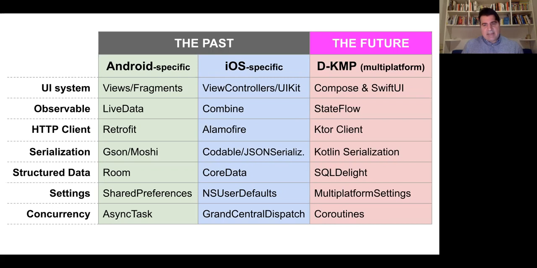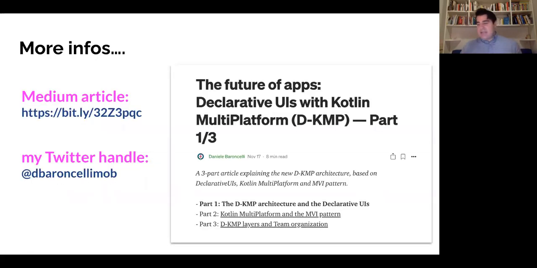For settings, there is a library called Multiplatform Settings, which is developed by Russell Wolf, who is part of Touchlab, which is the company of Kevin, who is watching us, hopefully still watching us. And then at the concurrency level, you can leverage coroutines, whereas previously, in the very beginning in Android, you would use things like AsyncTask, and in iOS you would use Grand Central Dispatch. Okay, so this is the end of the presentation.